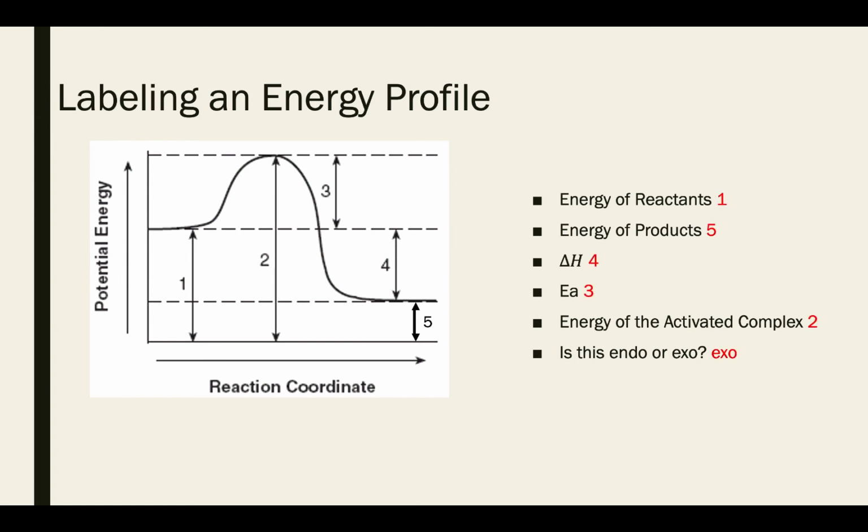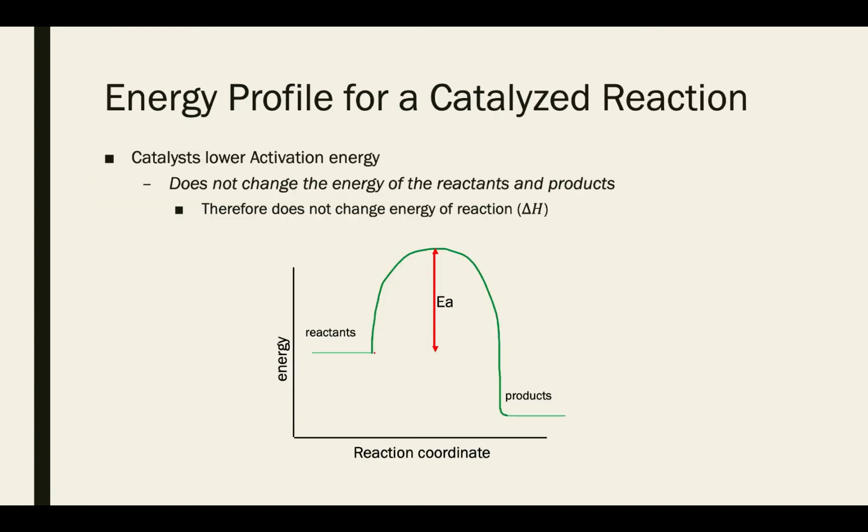Welcome back. Here's what you should have gotten. The energy of the reactants is number 1. The energy of the products is number 5. Delta H is the difference between the energy of the reactants and products, so that's represented by 4. The activation energy is 3 because it's the difference between the energy of the reactants and the top of the activated complex. Number 2 is the energy of the activated complex. And finally, this is an exothermic reaction because we are losing energy. The products are lower in energy than the reactants.